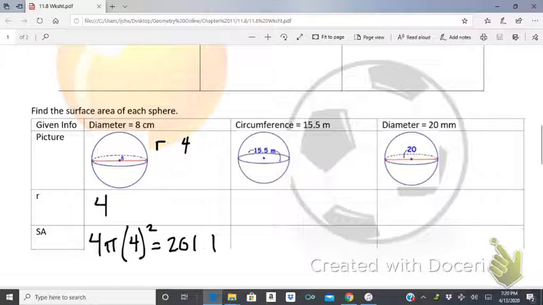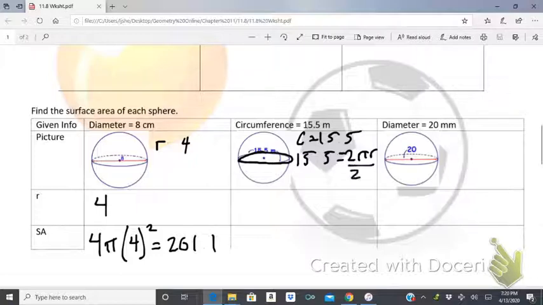If it doesn't match up with what I got, say, hey, Mr. Shepard, it doesn't match up with what you got. Okay? So this one says that the great circle, this circle in the middle, has a circumference of 15.5. We know that the circumference is equal to 2 pi r, right? So 15.5 equals 2 times pi times r.